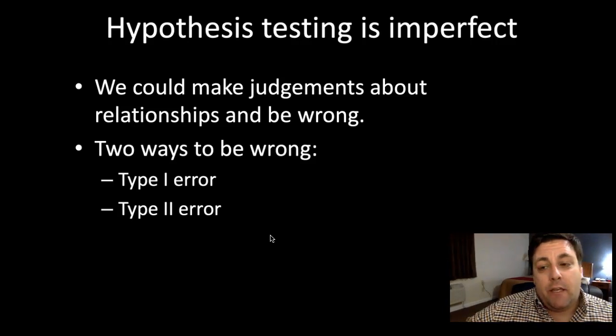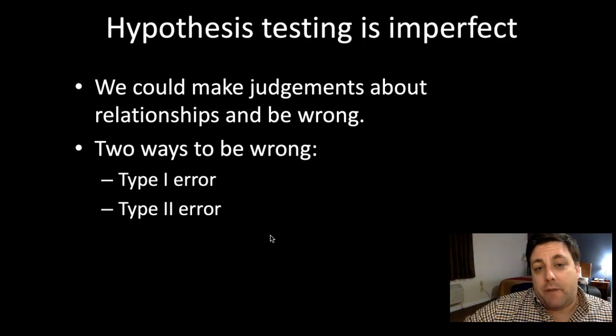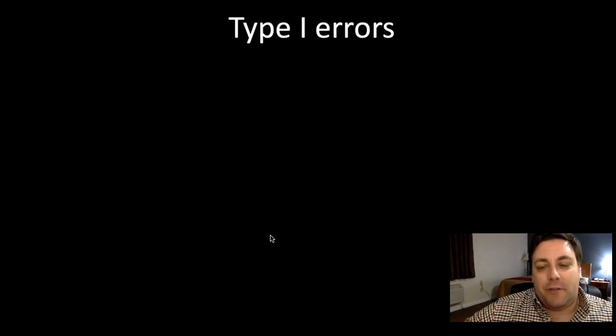We could make determinations about relationships and determinations about hypotheses, and we could be wrong. There's sort of two ways to be wrong, and the two words for the ways to be wrong are type 1 error and type 2 error. Let me tell you what these are real quick.